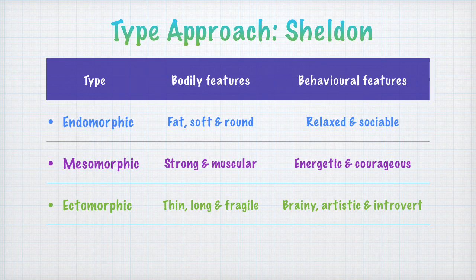Now coming to the second type, mesomorphic. Mesomorphic is characterized by a body structure which is strong and muscular, and people who have such body structure, according to Sheldon, are energetic and courageous. Coming to the third body type, ectomorphic. Ectomorphs are thin, long and fragile people. So their body structure is thin, long and fragile or weak, and their psychological characteristics are that they are very brainy, artistic, and generally introvert in nature.